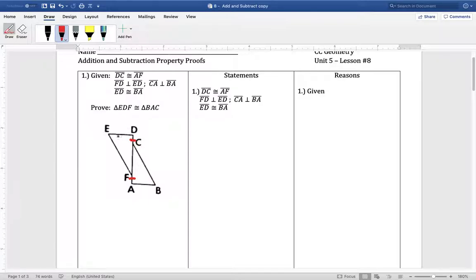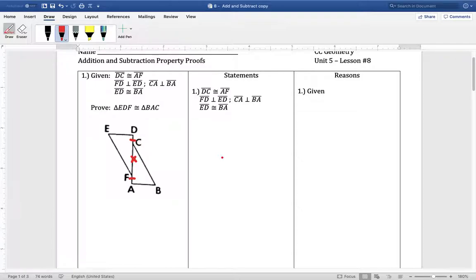Our goal is to get triangle EDF congruent to triangle BAC right here. And because we are trying to get these two triangles congruent with just these little parts here, we're not going to be able to use this little part and this little part to give us a full side. So what we're going to need to do is add on this little piece right here, which is reflexive, something that those two triangles share. They both have CF in common.